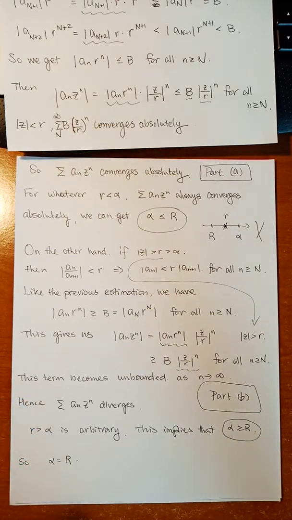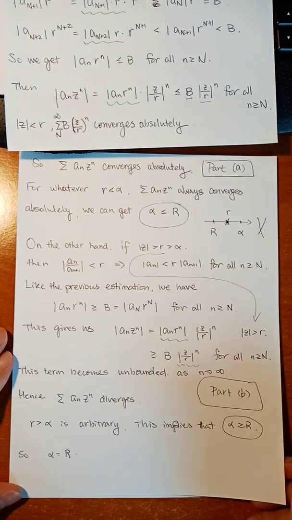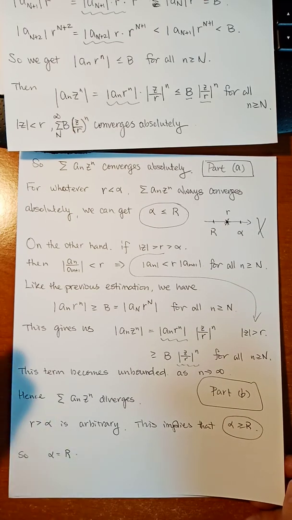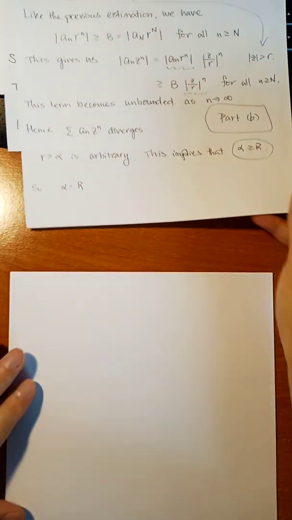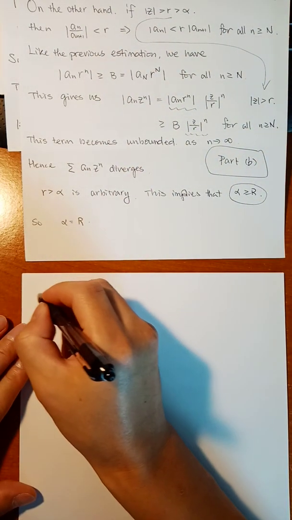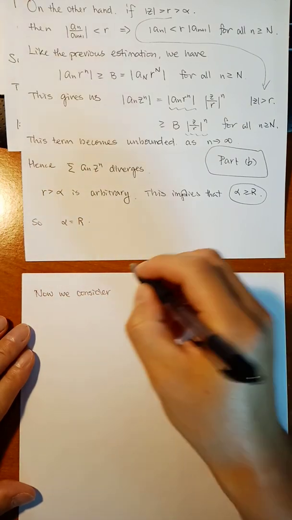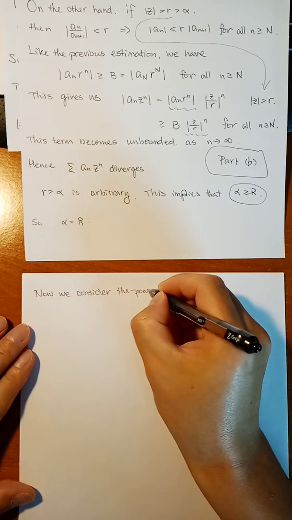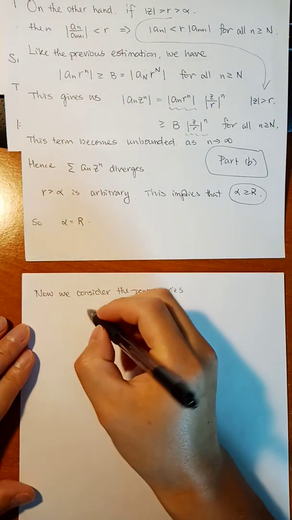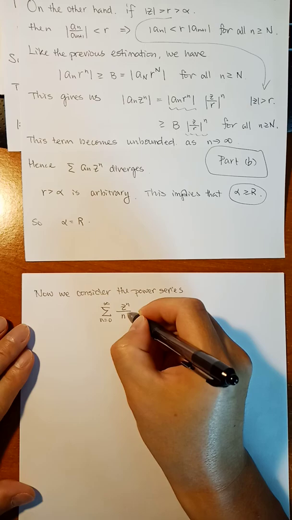It tells us how we can compare these two numbers. Very, very good. Okay. With the help of this proposition, we are going to have our second important example. So now we consider the power series, the sum over n from 0 to infinity of z^n over n factorial.